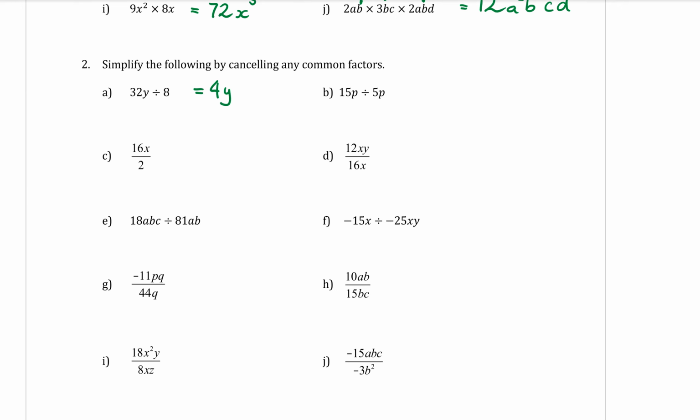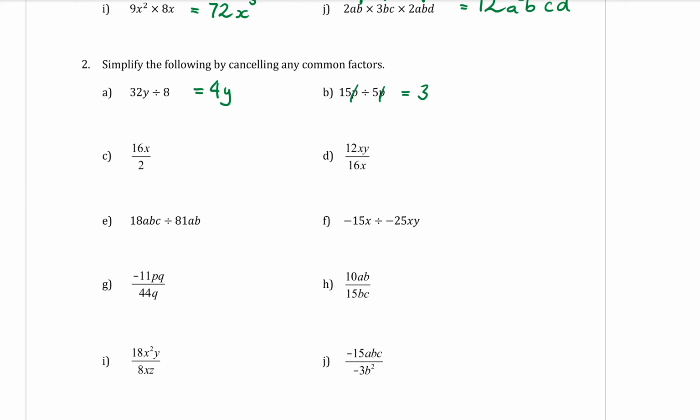But when I have a question like B, 15 divided by 5, so number first, 15 divided by 5 is 3. But a P on the first one and a P on the second one, they will cancel off. I put a line through them and they disappear. That means there is no P's left for the answer. 3 is it. That's it. 3 is the answer. Done.